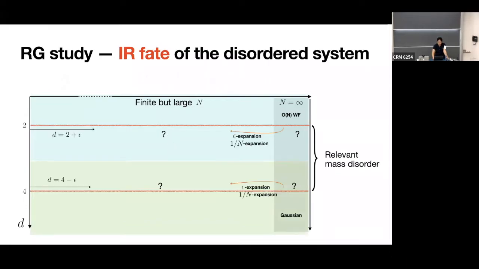So what we can do is, from the infinite n limit result at two and four spatial dimensions, do a double expansion in epsilon and one over n to find the behavior at two plus epsilon and also four minus epsilon spatial dimensions. So basically we want to find out the behavior at these four question marks. I want to describe those four question marks one by one. Firstly, let's look at what happens here at infinite n, between two and three dimensions.